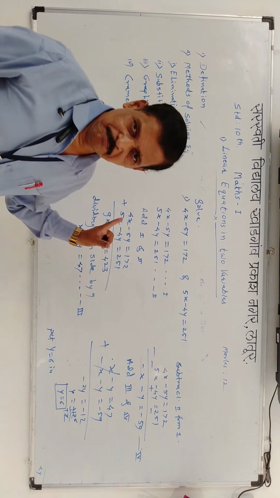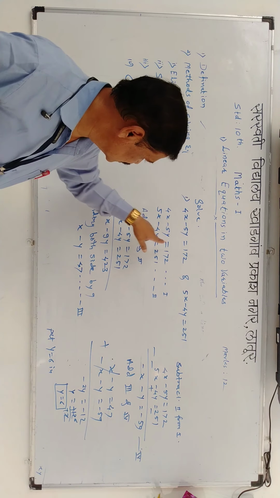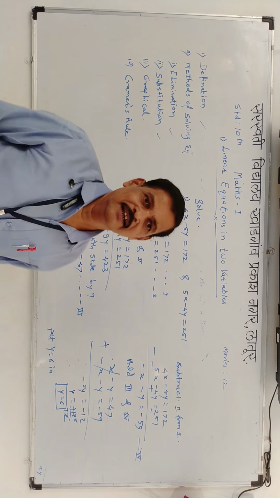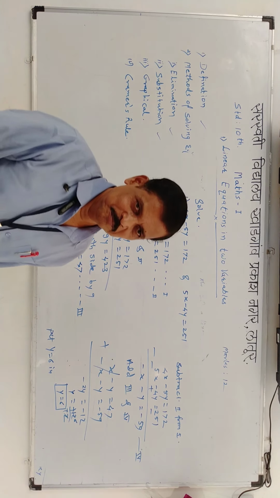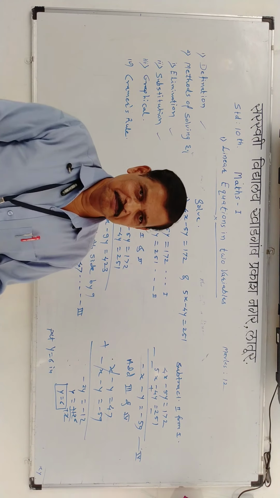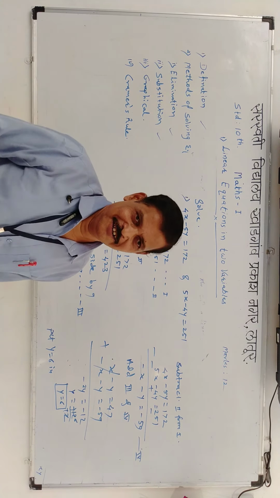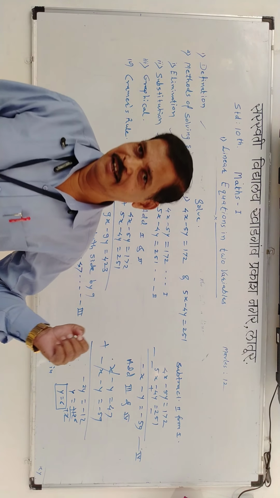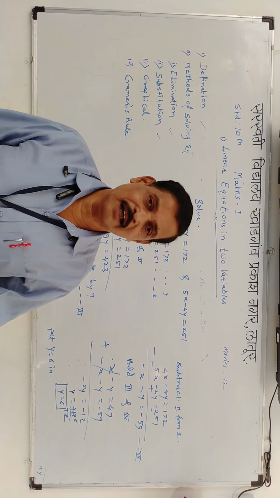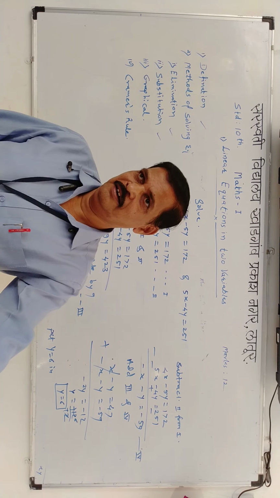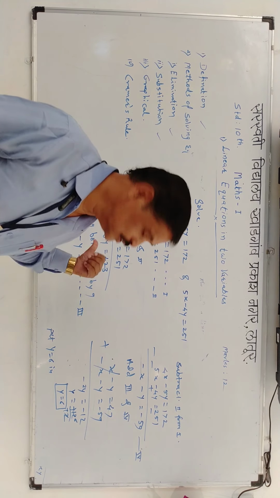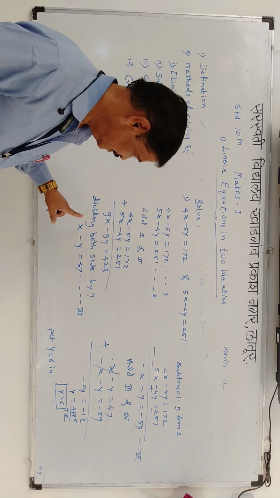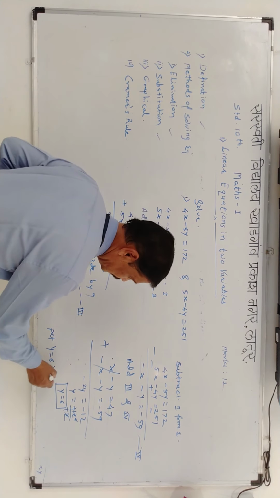Now, which is the simplest equation? First or second or third or the fourth? Whenever the minus sign is there, we think that it is hard. Whenever the positive sign is there, it is simple. And now, put it in third equation.